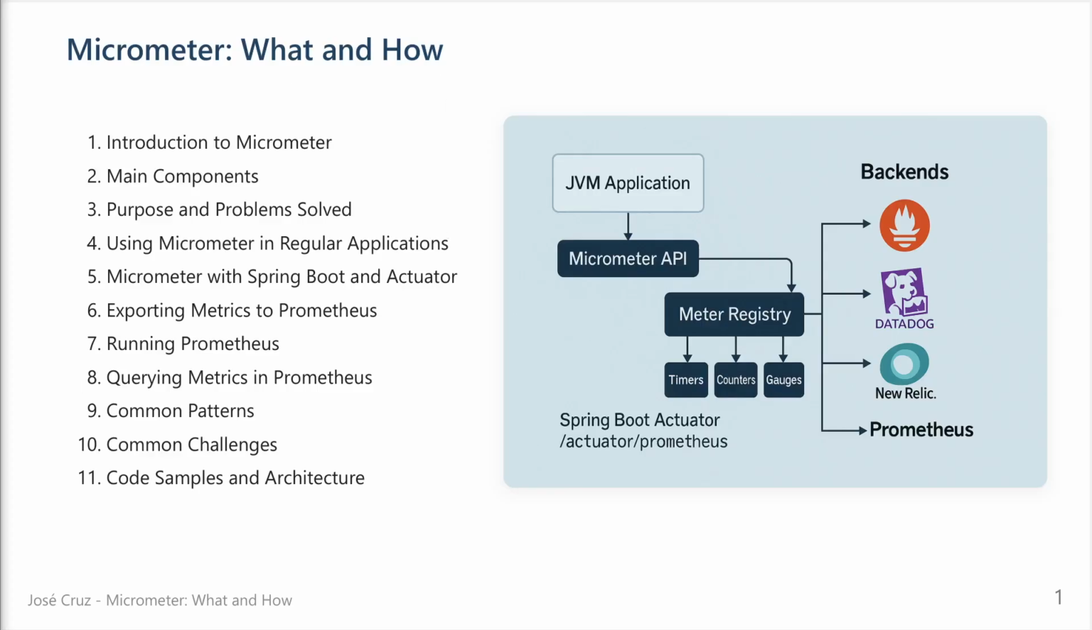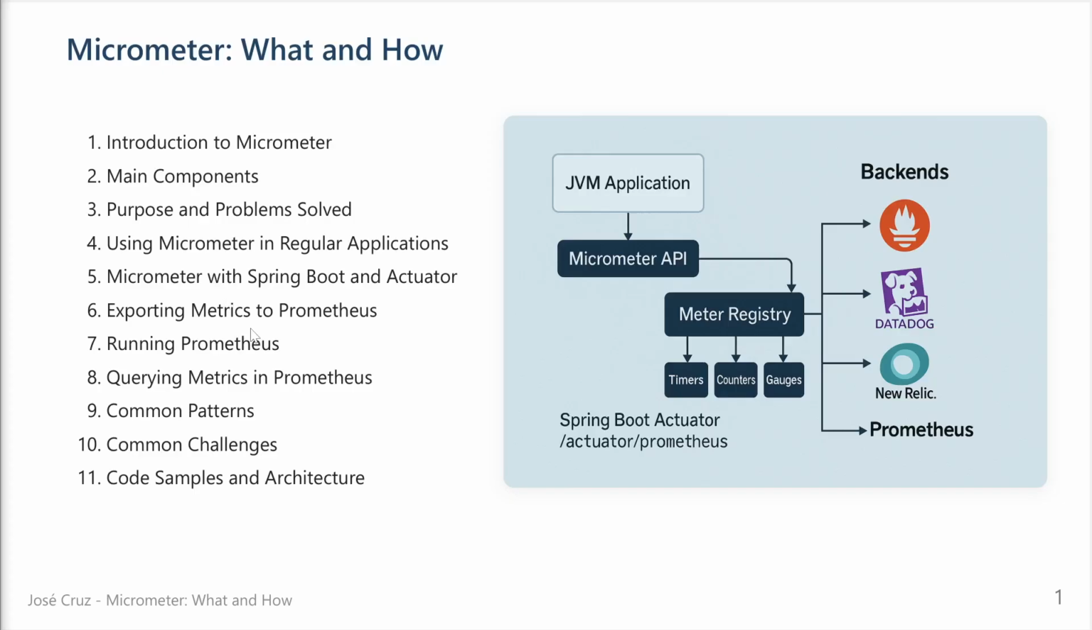So I'll be introducing this framework, which, by the way, is used to collect metrics: what are the main components, purpose and problem solved, using Micrometer in regular applications, mainly Java applications, but I think it also works in JavaScript, but you can search for it if you want. Micrometer with Spring Boot and Actuator, it integrates quite smoothly. How to export these metrics to Prometheus.